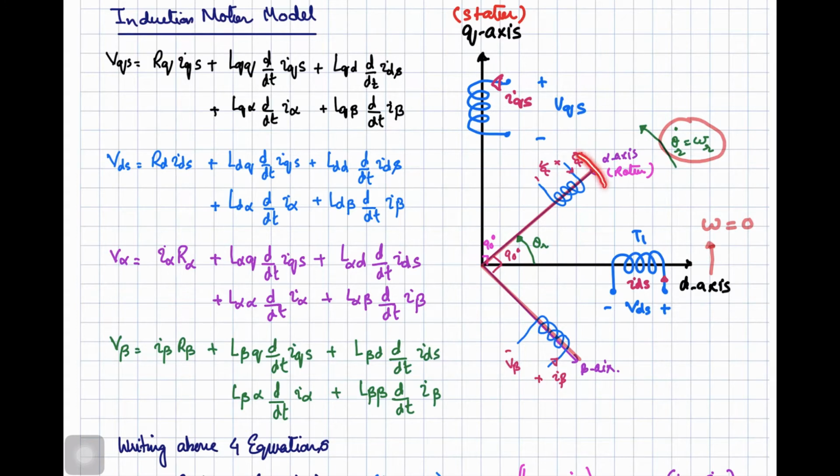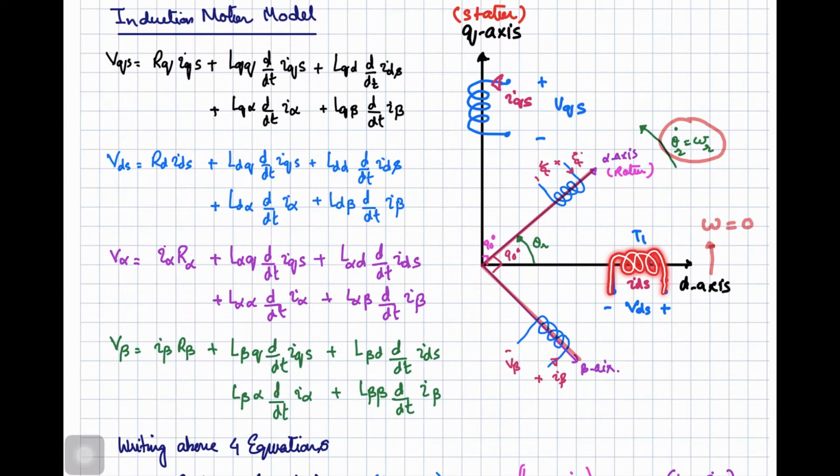This frame of reference is rotating with the speed omega r. The rotor is rotating, and the rate of change of this angle with respect to the stator is basically the speed of your rotor. Theta r is the angle between the stator frame of reference and the rotor frame of reference. The stator frame of reference is the D and the Q axis. In this we are going to assume the two-phase representation of the stator.